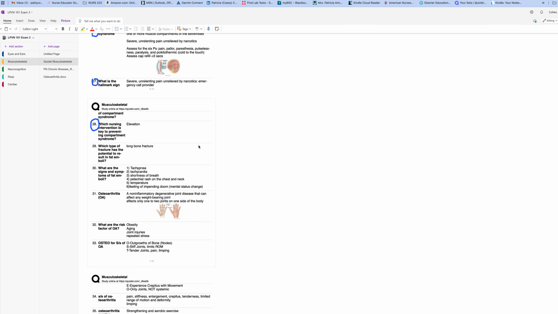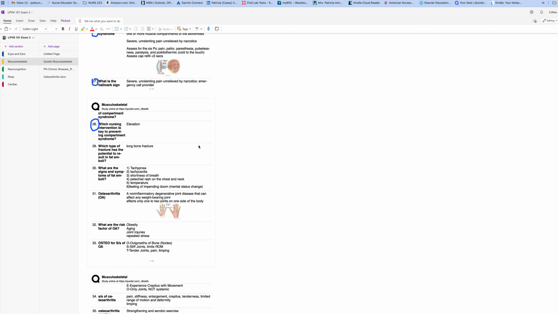So remember, with embolus, it's always going to be sudden, right? So they're going to have sudden shortness of breath, tachypnea, tachycardia. The cardinal sign of fat embolism syndrome is a petechial rash on the chest and neck. Okay, they're going to have a temperature and they'll have feelings of impending doom, which means mental status changes. And the reason that happens is whenever you're hypoxic, it sends a message to your brain that something bad is probably happening to you. Okay, so that's how you can remember that.